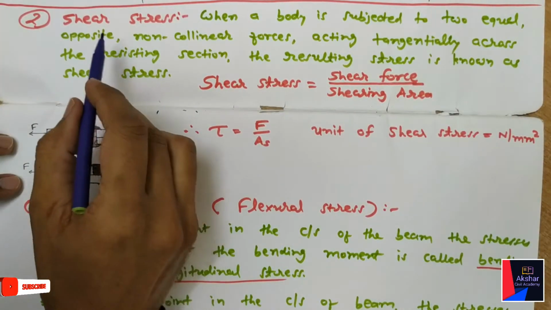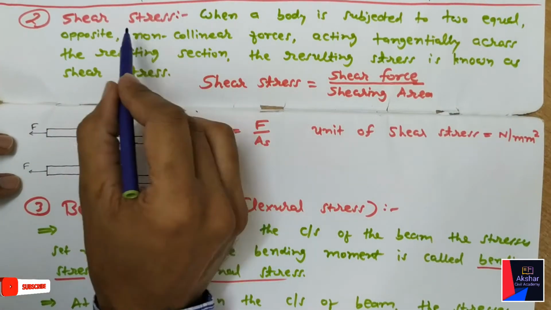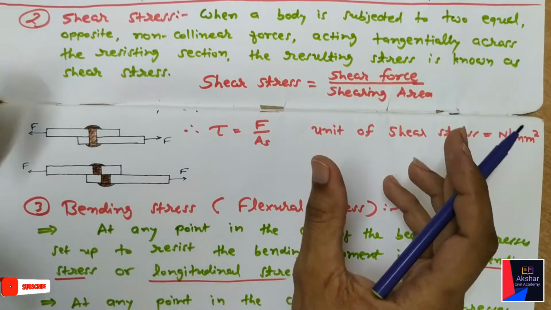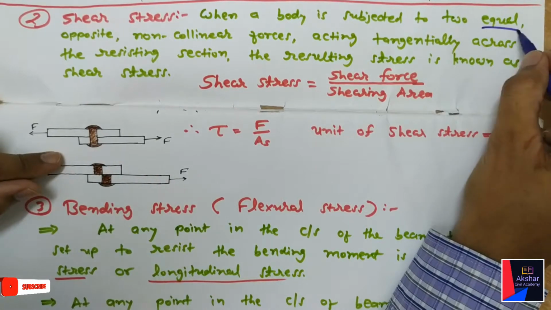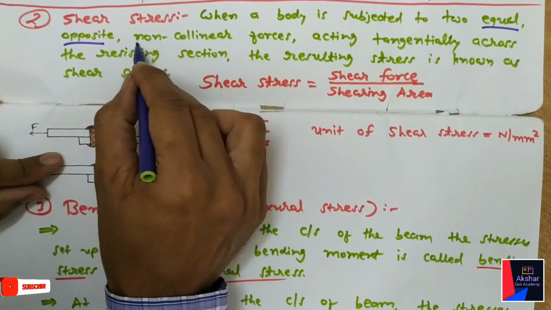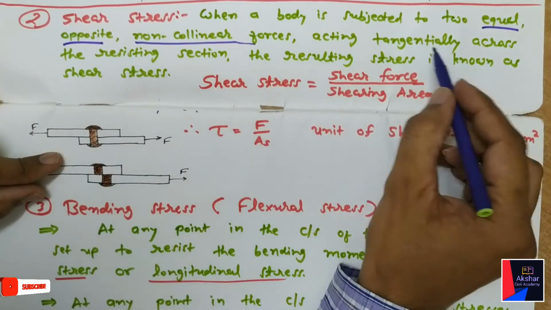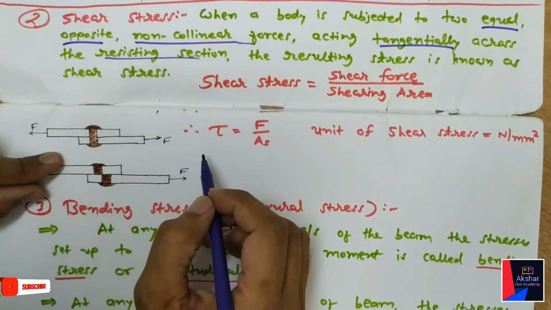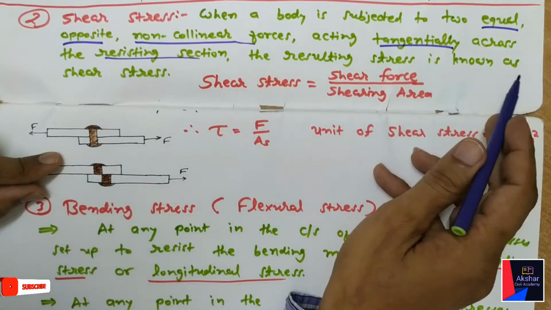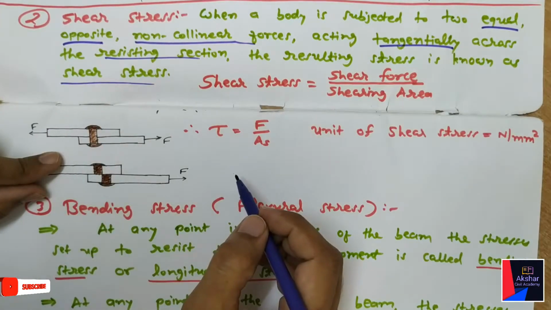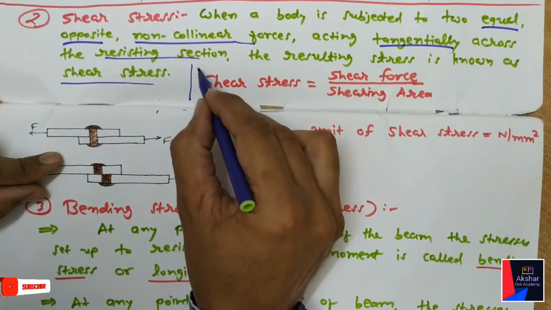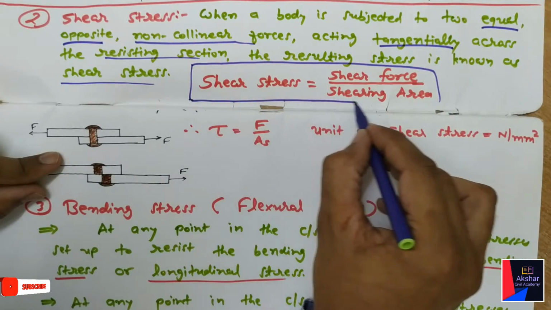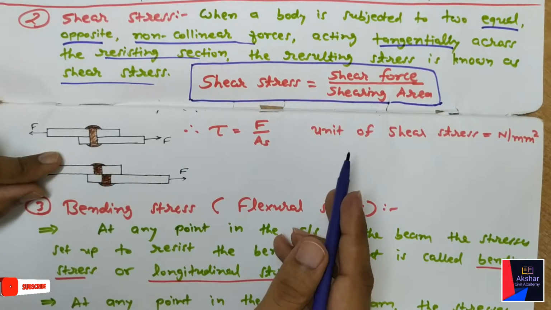Second type of stress is shear stress. When a body is subjected to two equal, opposite and non-collinear forces acting tangentially across the resisting section, the resulting stress is known as shear stress. We can write shear stress is equal to shear force over shearing area.